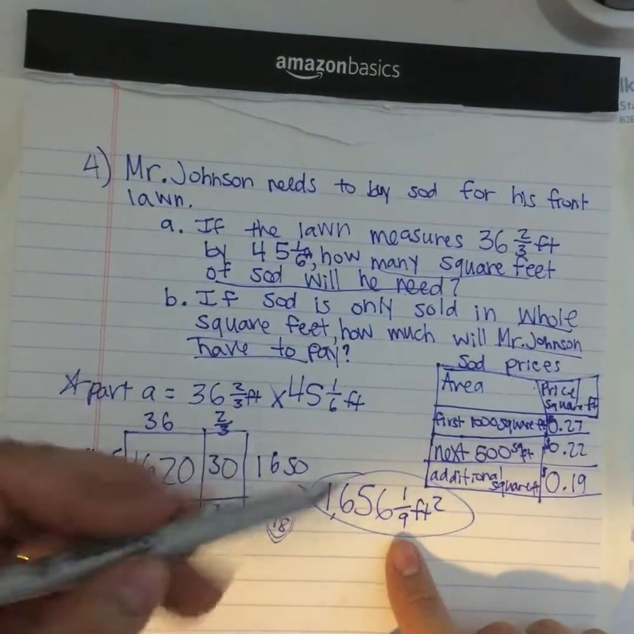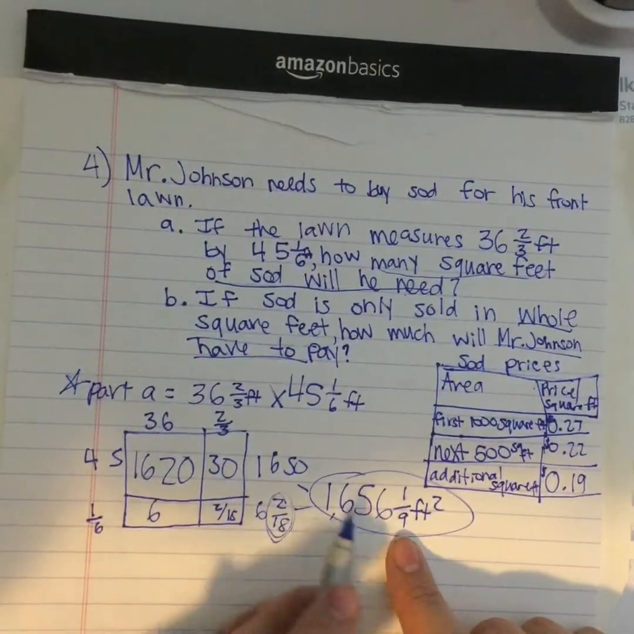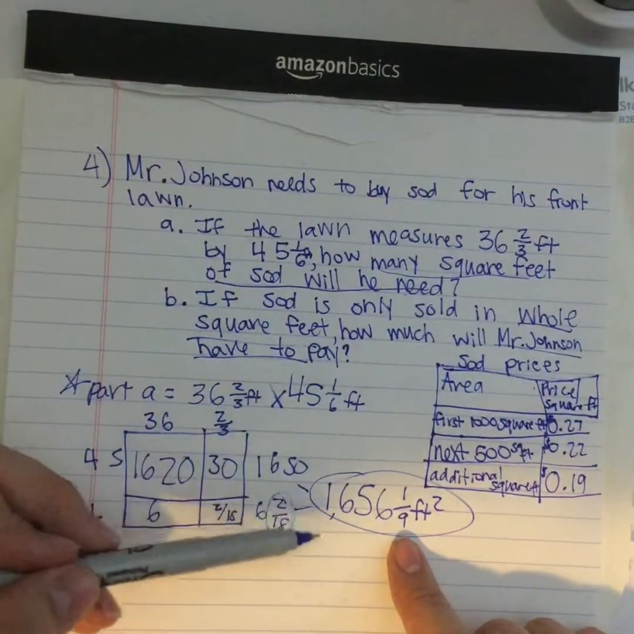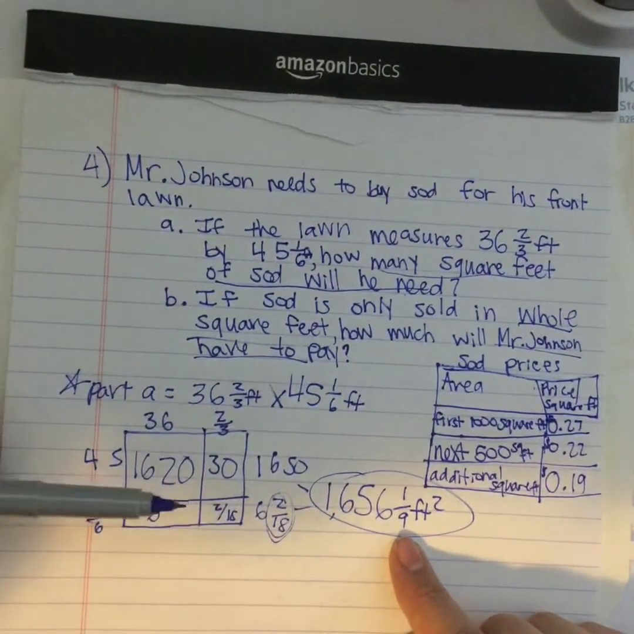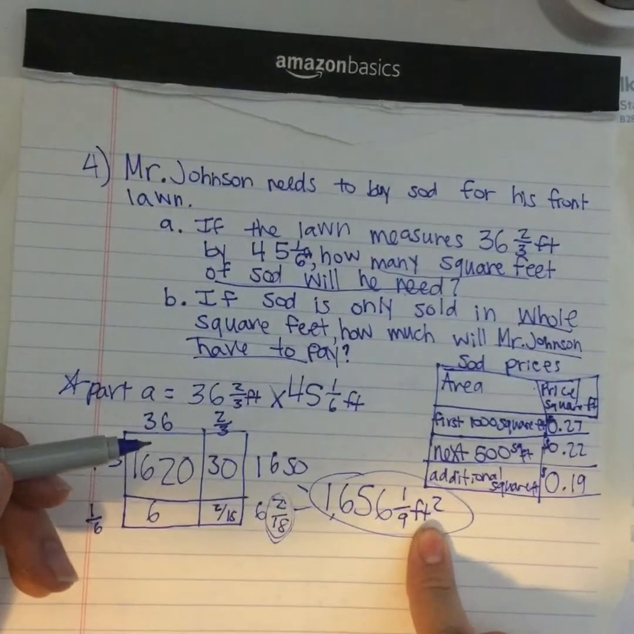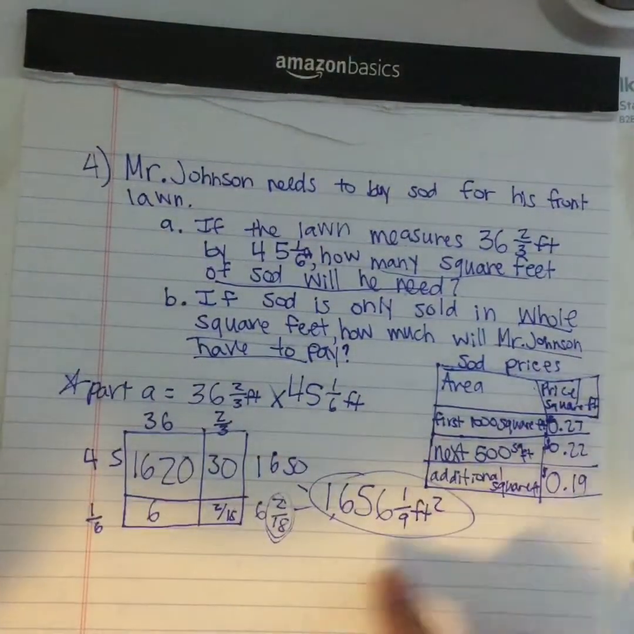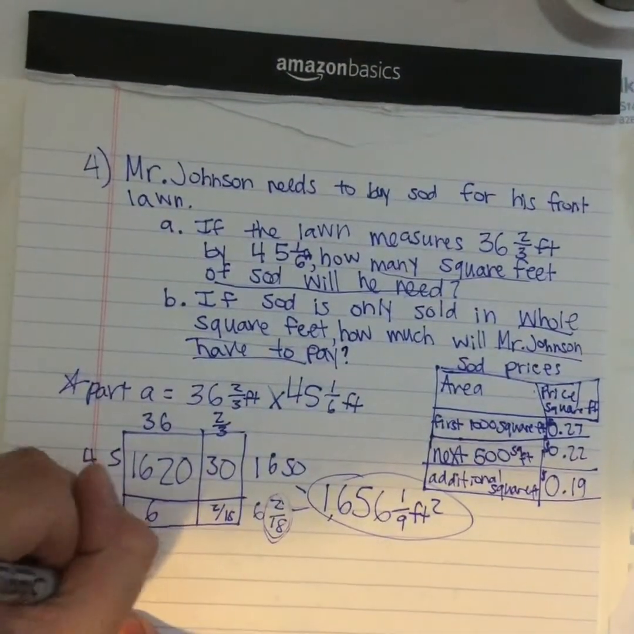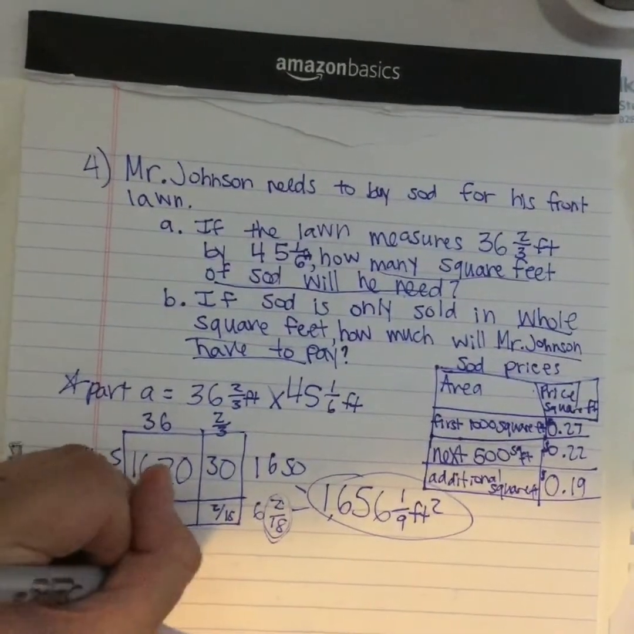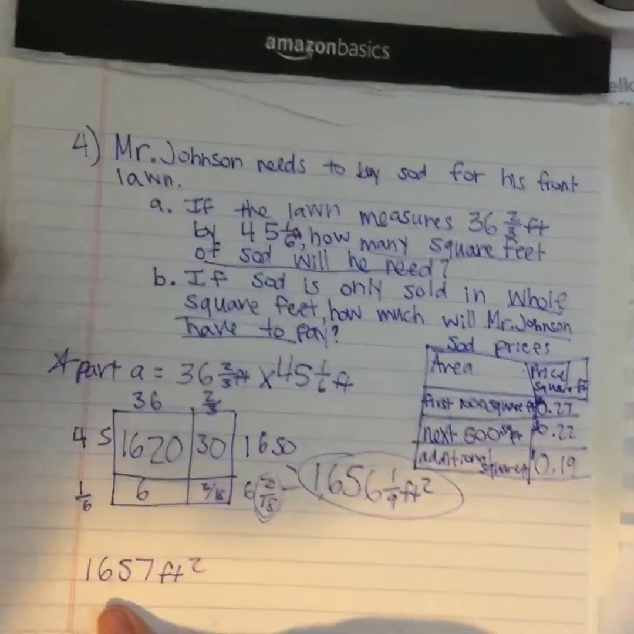The thing with rounding is you usually would round this number down. However, we want to make sure he has plenty of sod. We don't want him to run out and then miss that 1/9 square foot. So instead of rounding this number down, because we know he needs to cover absolutely everything, we're going to say that he has 1,657 feet squared that he needs to have.